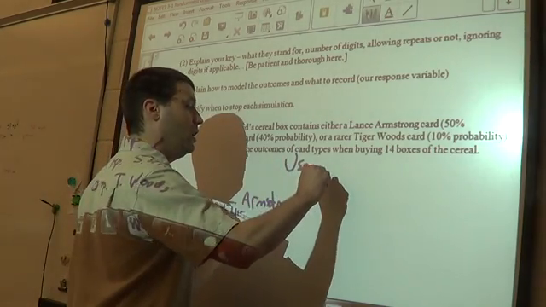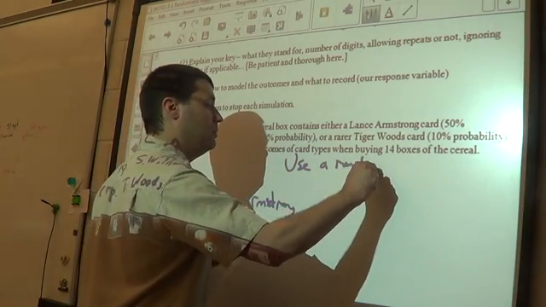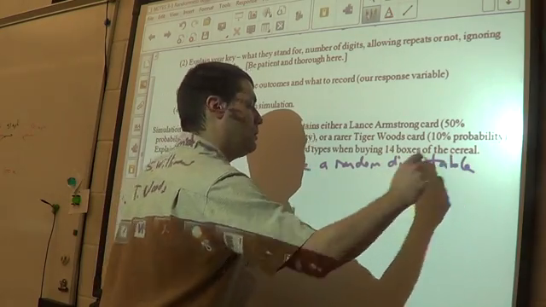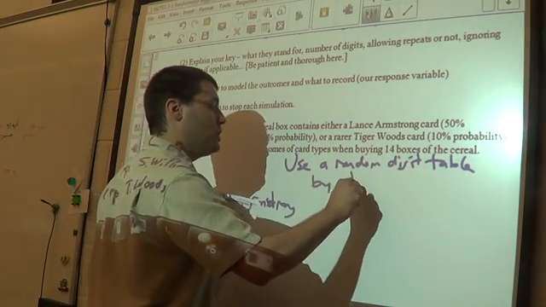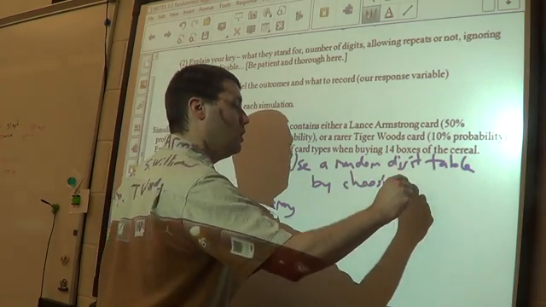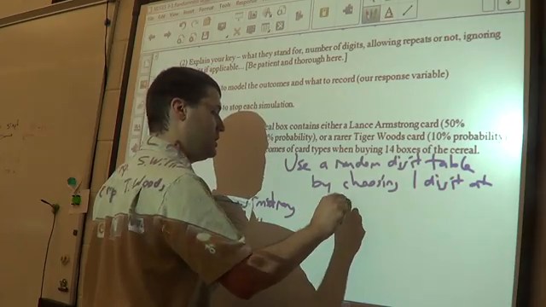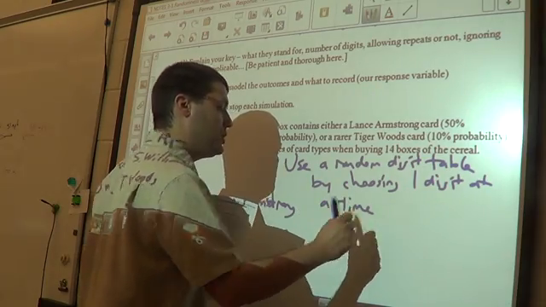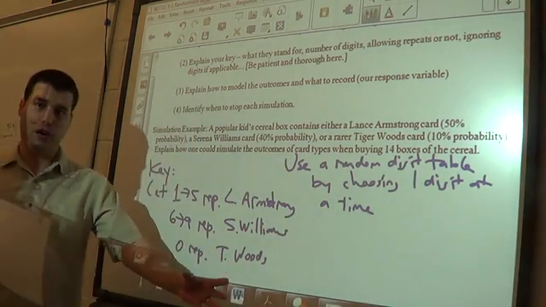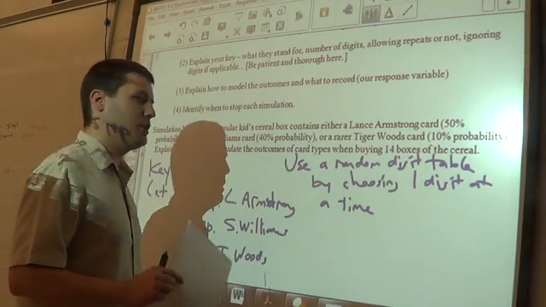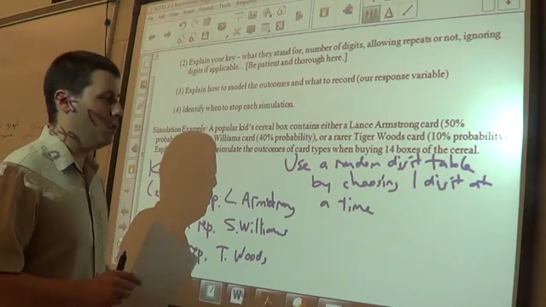Use a random digit table by choosing one digit at a time. Remember, each digit is going to signify the event of grabbing a cereal box. Some other problem might need 2 digits, 3 digits based on the probabilities we need. So one digit at a time.